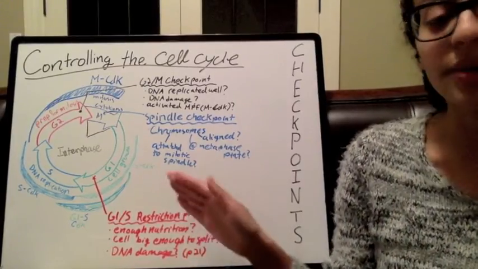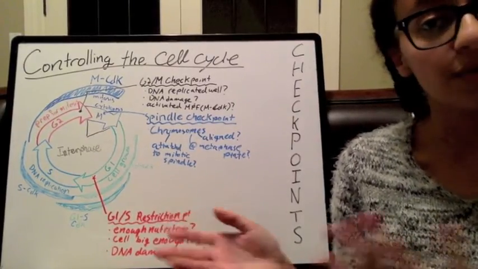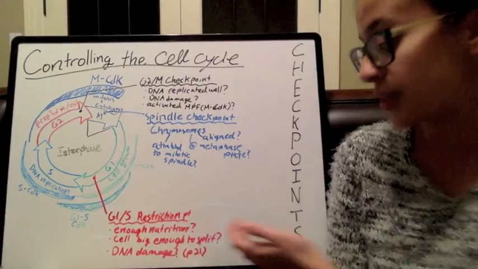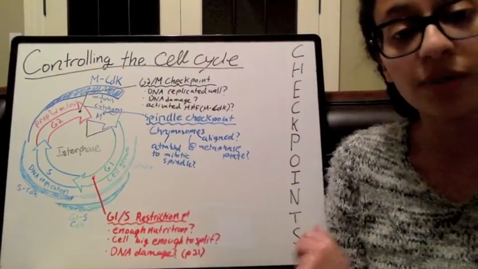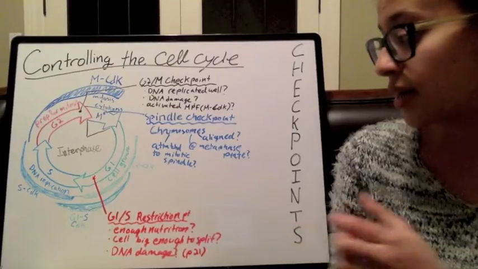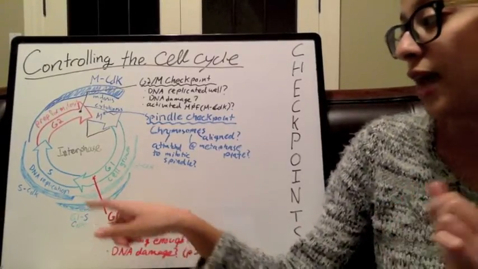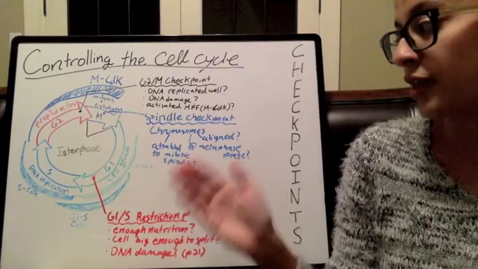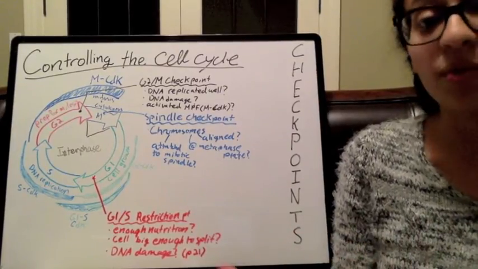So what's going to stop it at this G1/S restriction point, we've actually already talked about this one, it's going to be the p21 protein, which inhibits the G1/S and S CDKs. So it prevents the damaged DNA from replicating.